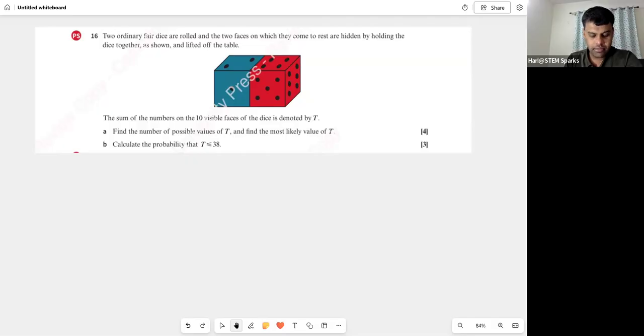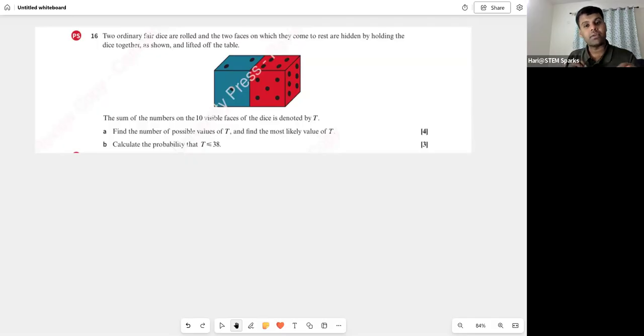Find the number of possible values of capital T, find the most likely value of capital T, and also calculate the probability that T is less than or equal to 38. So basically there are two dice. One die has six faces, so two dice have in total 12 faces. When these two dice are kept on the table, the bottom two faces are hidden. So still we have access to 10 faces of the two dice.